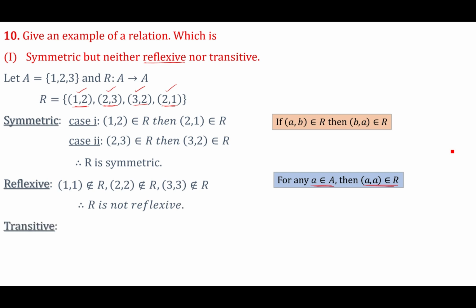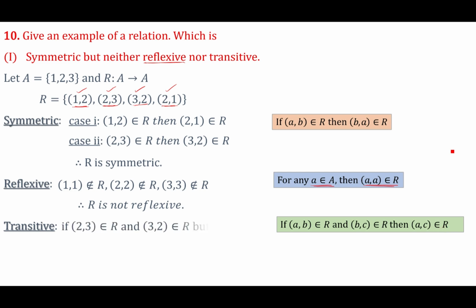Third part, transitive. The definition of transitive says if (a, b) belongs to R and (b, c) belongs to R, then (a, c) must belong to R. For example, let us take one ordered pair. (2, 3) belongs to R, check. And (3, 2) belongs to R, yes. Then (2, 2) must belong to R. But in this relation, I don't have (2, 2) in R, which means the given relation is not transitive.